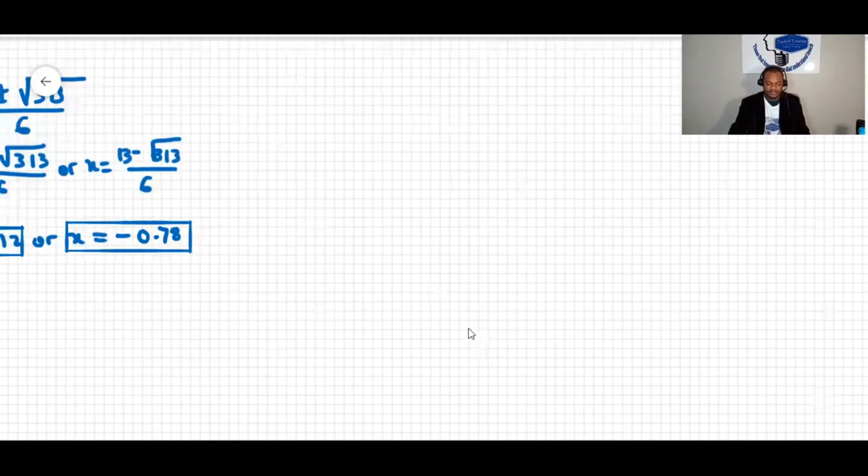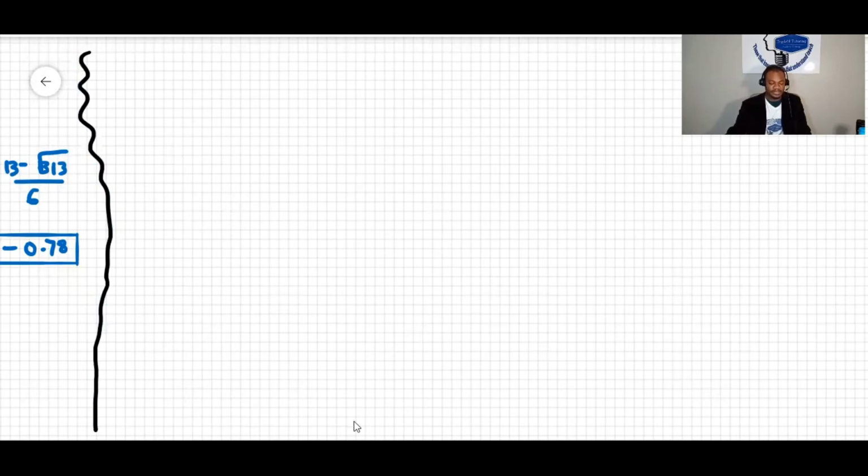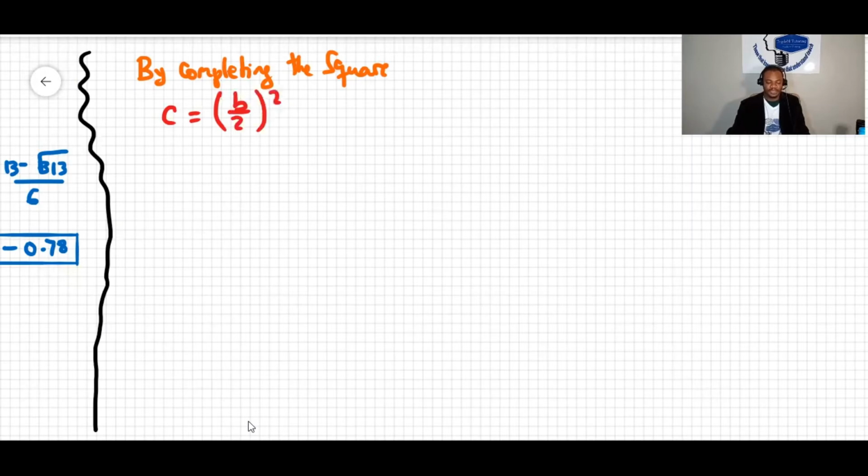Okay, we can solve the same problem by completing the square. I'm going to write here: by completing the square. By completing the square, we turn the C value, which is the constant term of the quadratic equation, into terms of B. Write (B over 2) to the power of 2. Now this is possible only when A equals 1.